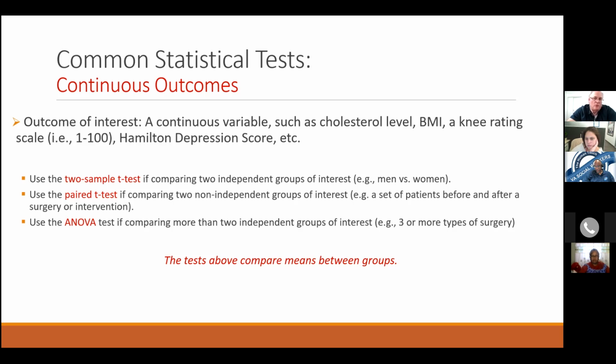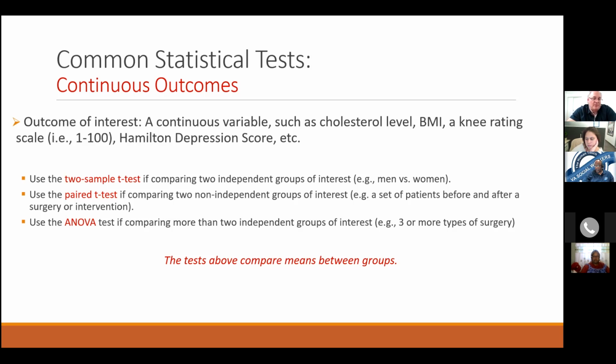So we would still call that a continuous metric because it goes from 1 to 100. Hamilton's depression score goes from 0 or 1 to about 30, whatever it might be. So that's still what we would call a continuous variable. If I'm comparing groups, treatment A versus treatment B, the classic test you would do would be the two-sample t-test, which is used for comparing two independent groups, like treatment A versus treatment B.